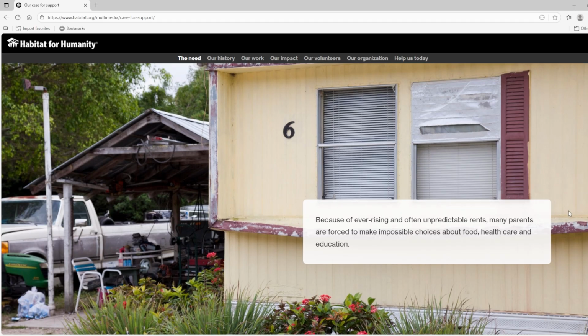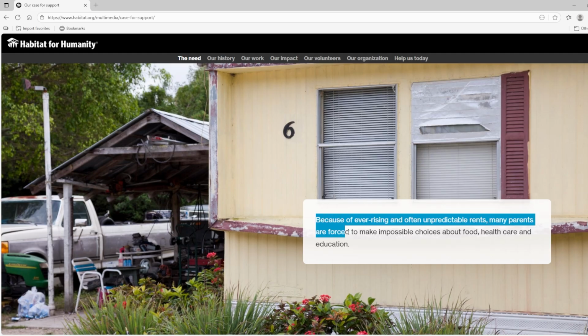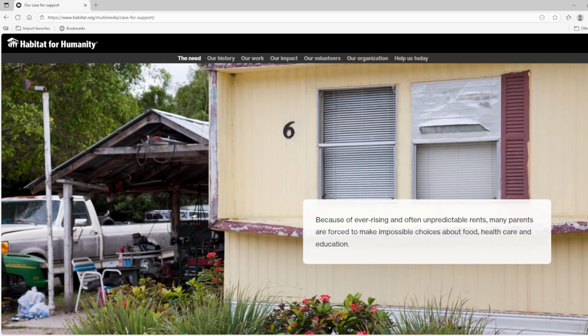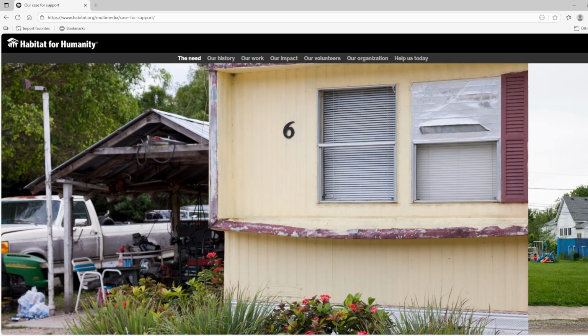Okay, then they're getting into some of the more personal angles of this. They just shared all these statistics, but what we know about statistics is that sometimes they can feel impersonal. So they're bringing it home here. Because of ever rising and often unpredictable rents, many parents are forced to make impossible choices about food, healthcare, and education. That's a very relatable, personal situation. So they're really tapping into the power of personalized empathy here.